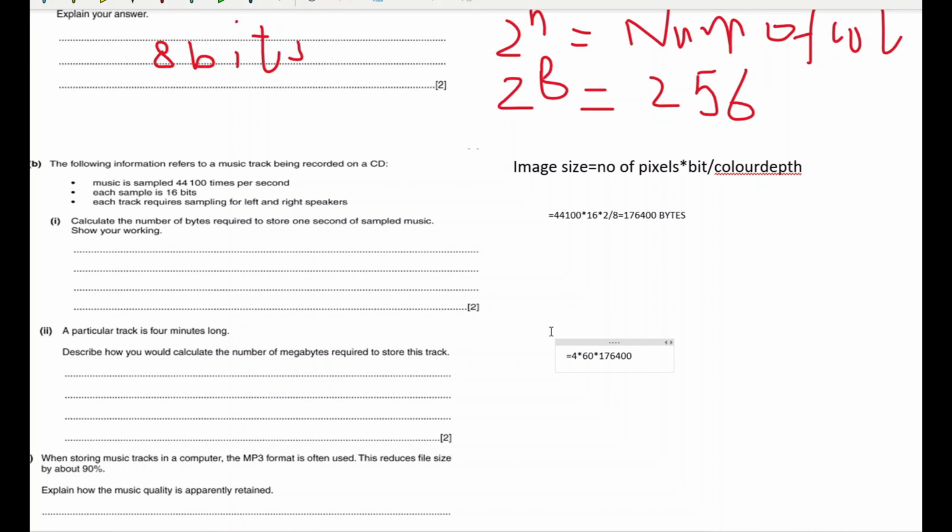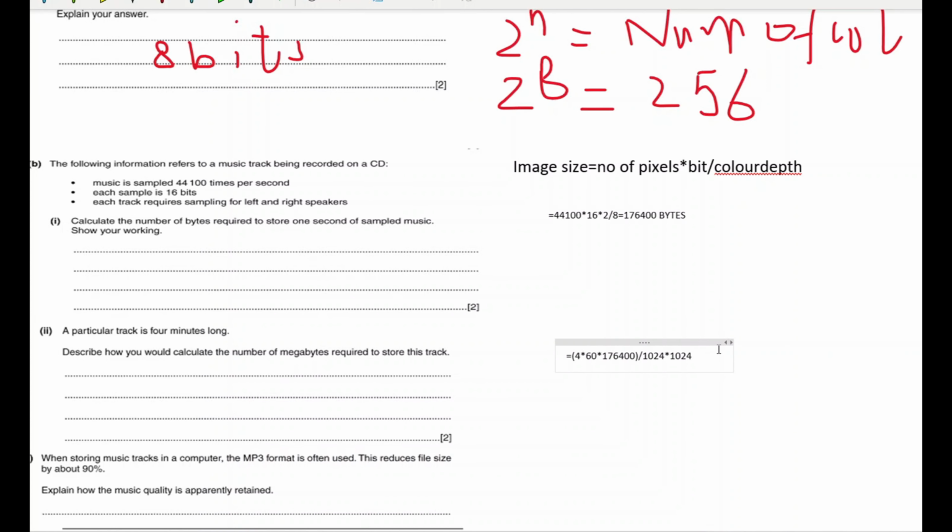176400. Okay, and then whatever answer I will get will be in bytes per second, so I have to convert it into megabytes, right? So to convert from bytes to megabytes, I will divide by 1024 and again by 1024. Okay, and I'm dividing with the upper part.